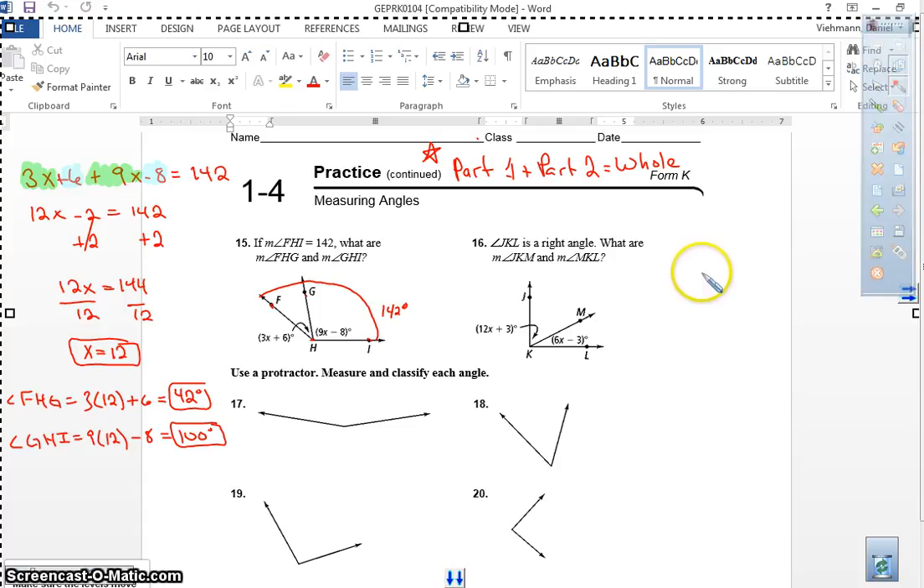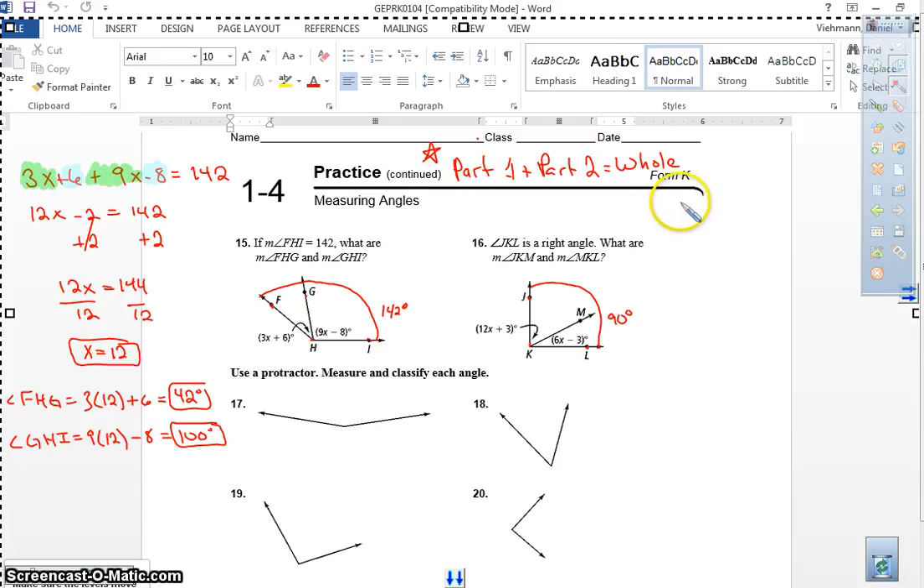Number 16. Angle JKL is a right angle. So what does that tell you? That it's 90 degrees. It's 90 degrees because you know all right angles are exactly 90 degrees. Nice job.